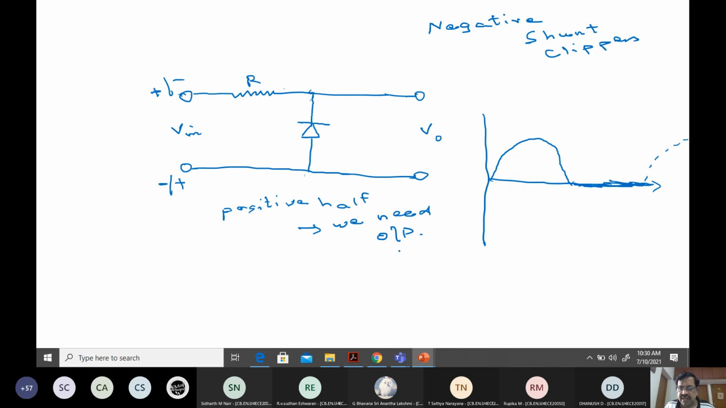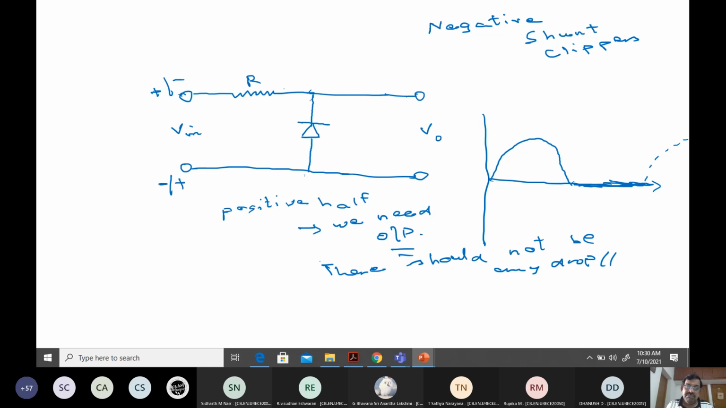In the positive half, we need output, which means there should not be any drop. So I can give you a transfer characteristic and ask you to draw the circuit. I can give you a circuit and ask you to draw the wave or transfer characteristic also. Either way, you must understand when the diode will be short circuited, assuming the ideal diode model. That is the starting point.